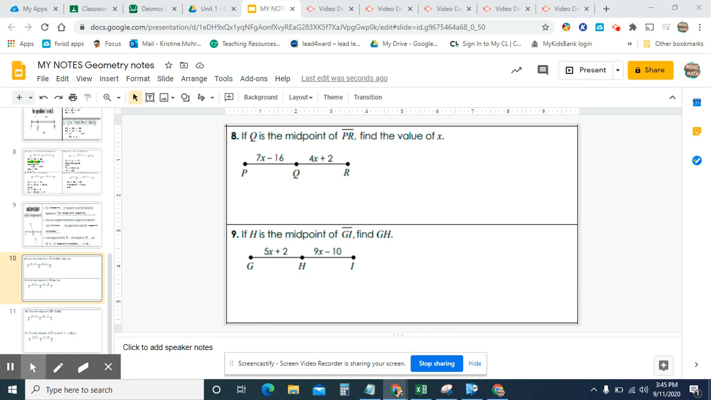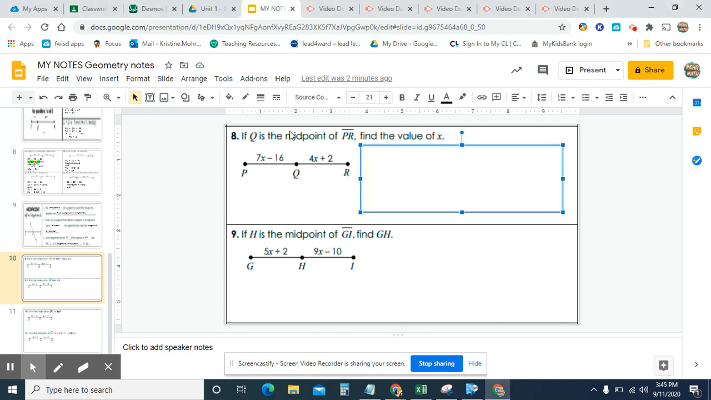All right, but let's do some examples now. So it tells me here, if Q is the midpoint, meaning it's dead set in the middle of our whole line segment PR, find the value of X. So we only want to know, what does X represent here? Well, we know for our midpoint that this section PQ is congruent or equal to QR. So that's how we're going to write anything with a midpoint. We're going to say, in this case, PQ equals QR. So then we just plug in. PQ is represented by 7x minus 16, and that's equal to QR, which is represented by 4x plus 2.